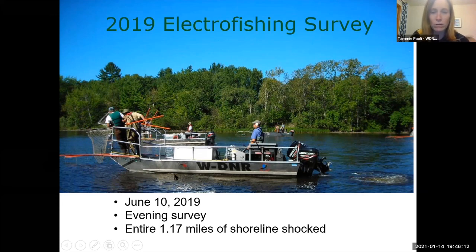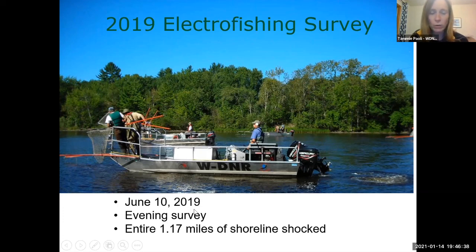And so this is one of our methods that we use, what we call spring electrofishing surveys. When we're really interested in looking at the bass and panfish, we use this method in late May and early June to survey along the shoreline. And it's really only effective in 5 feet of water or less.